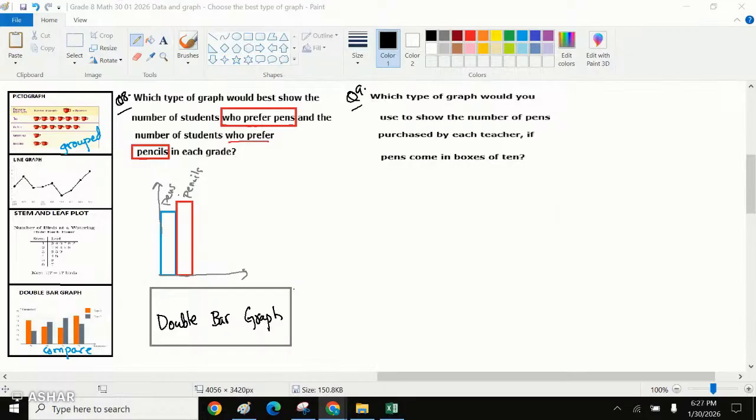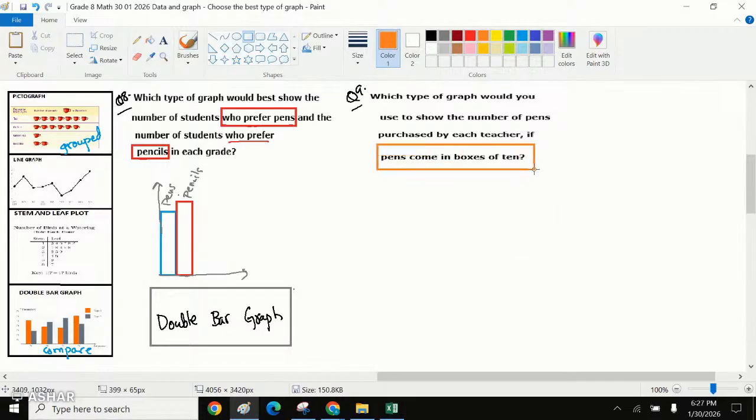Okay, so we know that the information over here cannot be done by bar graph. Why? Because we don't have two quantities. Agreed? Okay, yeah, that is correct. Your answer is correct. We cannot use bar graph.